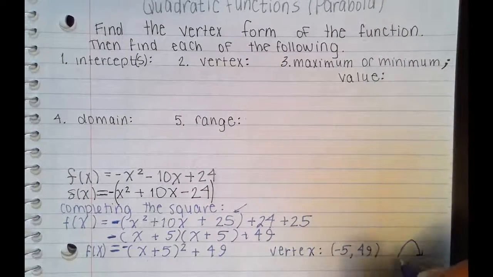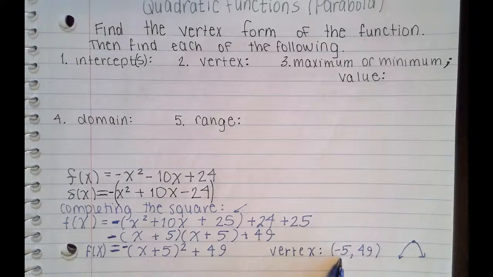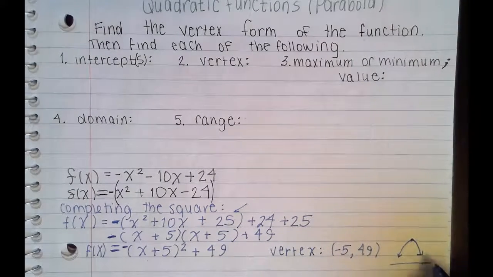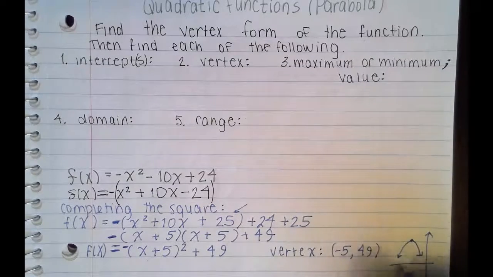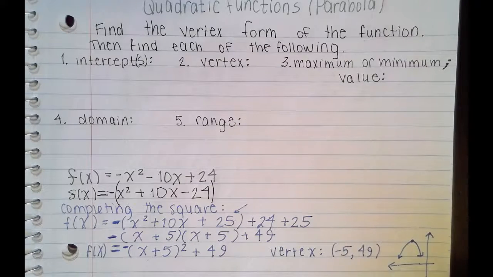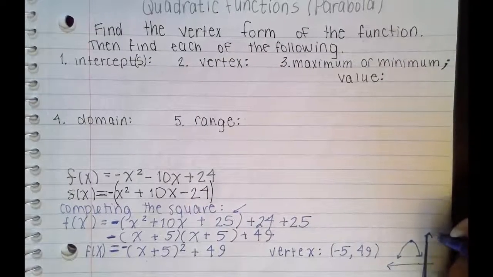If it's shaped like that, you have to really think about where negative 5, 49 is: left 5 and up 49. That puts this in quadrant 2. If I'm in quadrant 2, you should know that you will have 2 x-intercepts. We will always have a y-intercept when it comes to a parabola, but not always an x-intercept. So we will have 2 x-intercepts in this example, so they are worth finding.